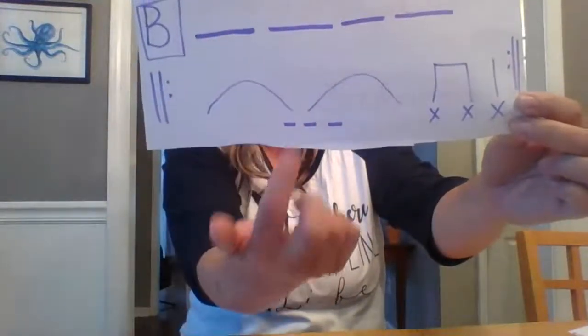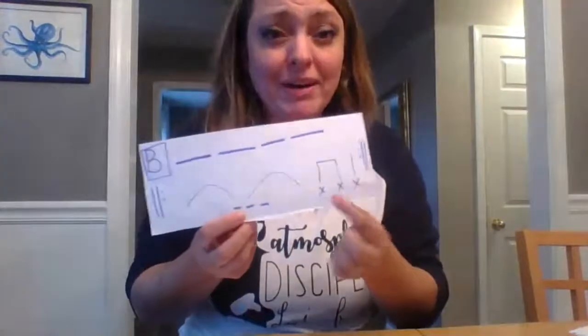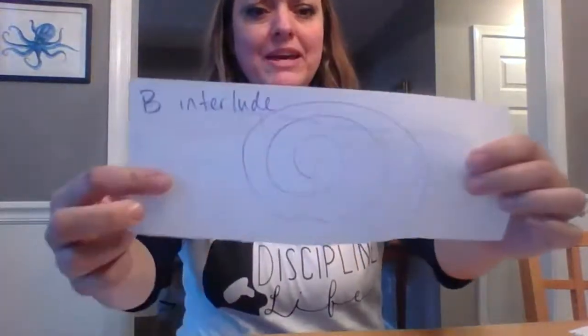Ba ba da da ba ba ba ba ba da da. And we talk about the rhythm here. And when you listen, and I'm showing it, you can hear the triangle. It's really cool. Then there's a little B interlude.